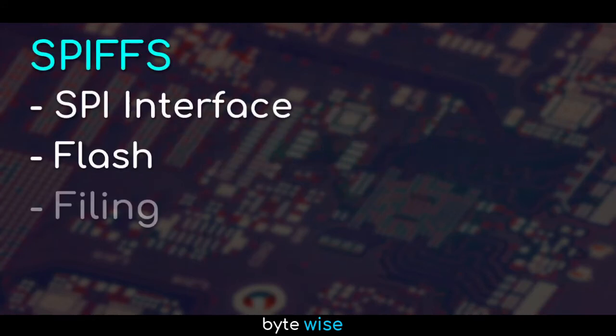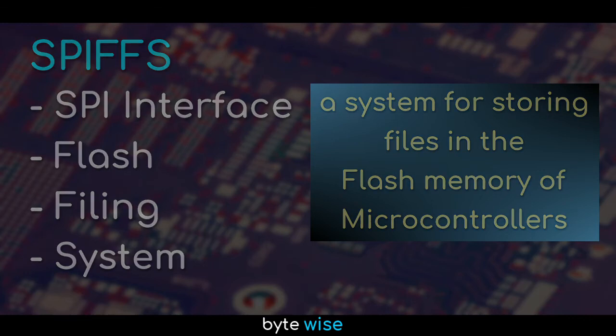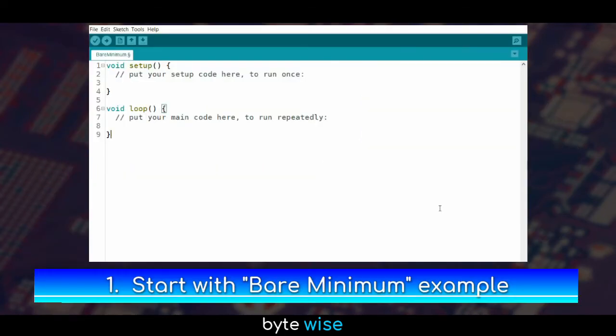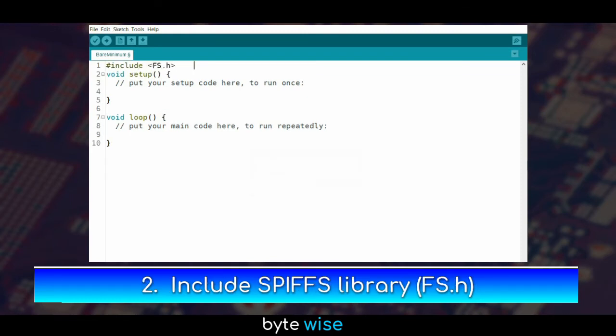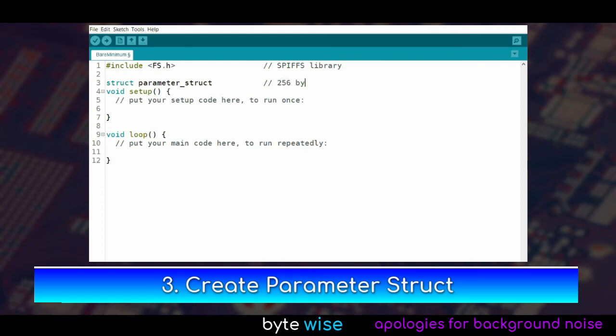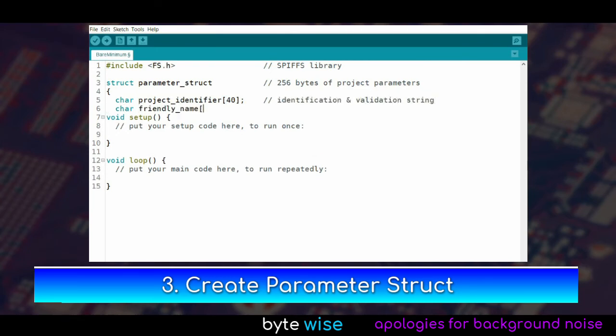SPIFFS allows us to place files on the flash memory of the ESP01. It provides a variety of file handling and directory handling functions. Structs allows us to create a template where we can logically group multiple related variables. In this section, we're going to create a standalone program that will initialize the SPIFFS file structure and create a file in which we'll store the parameter settings for our project. This will provide the basis for user-managed parameters via a user interface later on.